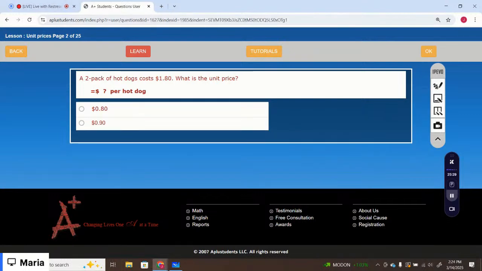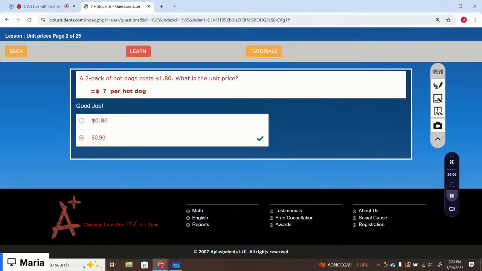A 2 pack of hot dogs costs $1.80. What is the unit price? So which is the correct option? You have to divide 1.80 by 2. So 1.80 divided by 2 is 0.90. Option number 2 is the correct option. One pack of hot dogs costs $0.90.